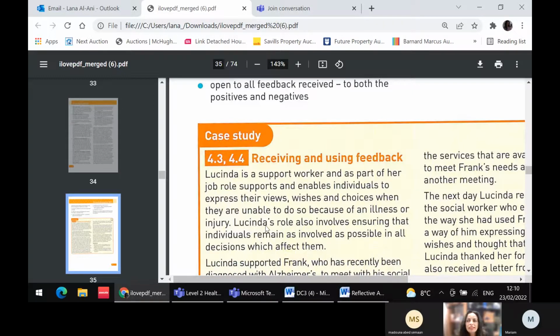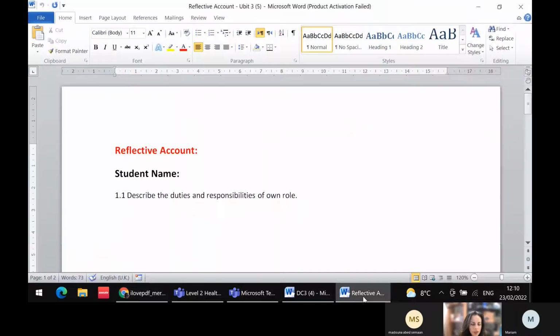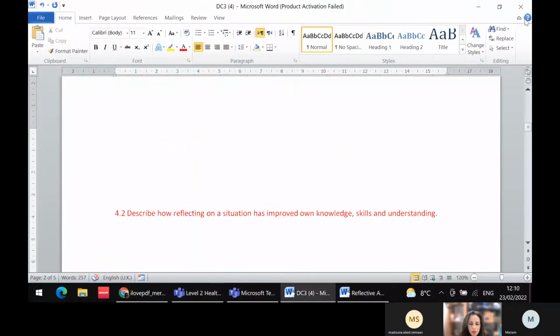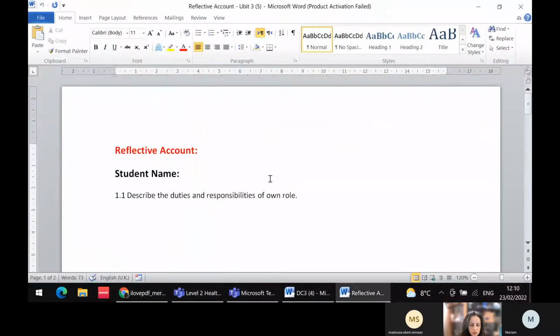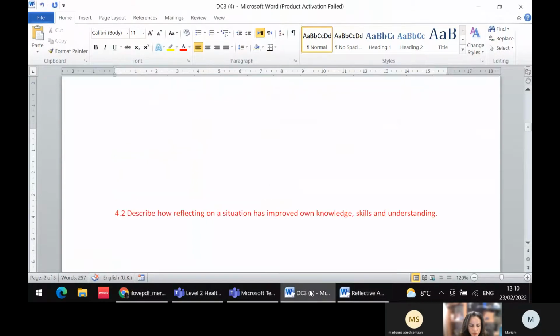Something like this. Or you can use the same example you have. Just write it about yourself. Yeah. Okay, excellent. So this is the last question from this sheet. Let us go to the reflective account and see what we have.